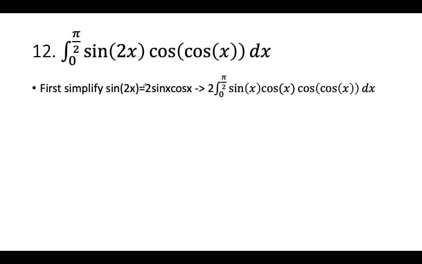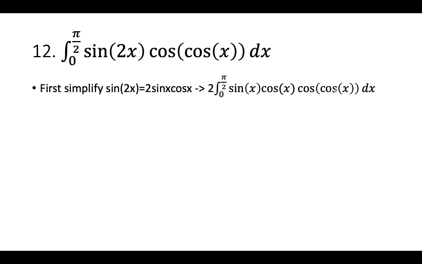You want to do sine of 2x equals 2 sine x cos x, which is a very useful one to keep in mind. It comes from the sum of two sines formula, the sine of u plus v formula. And now you do this, you get 2 times this integral, sine x cos x cos x.